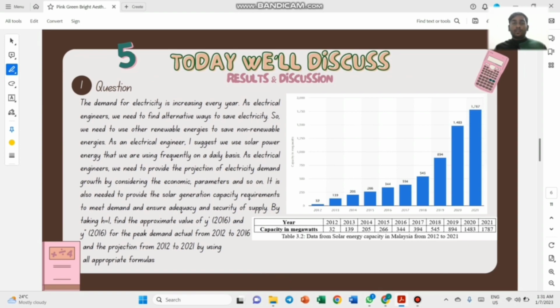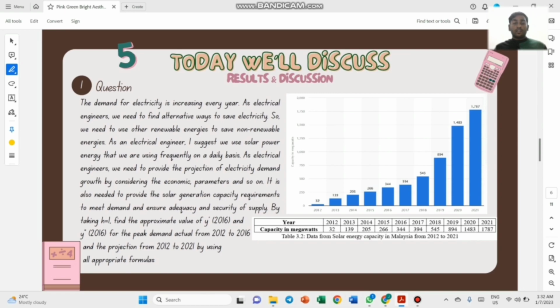Now we have come to the most important part, which is the result and discussion. Here we go to the question: the demand for electricity is increasing every year. As electrical engineers, we need to find alternative ways to save electricity. So we need to use renewable energies to save non-renewable energies. As an electrical engineer, I suggest we use solar power energy, which we use frequently on a daily basis. We need to provide the projection of electricity demand growth by considering the economic parameters and so on. It is also needed to provide the solar generation capacity requirements to meet demand and ensure accuracy and security of supply, by taking the h value equal to 1.